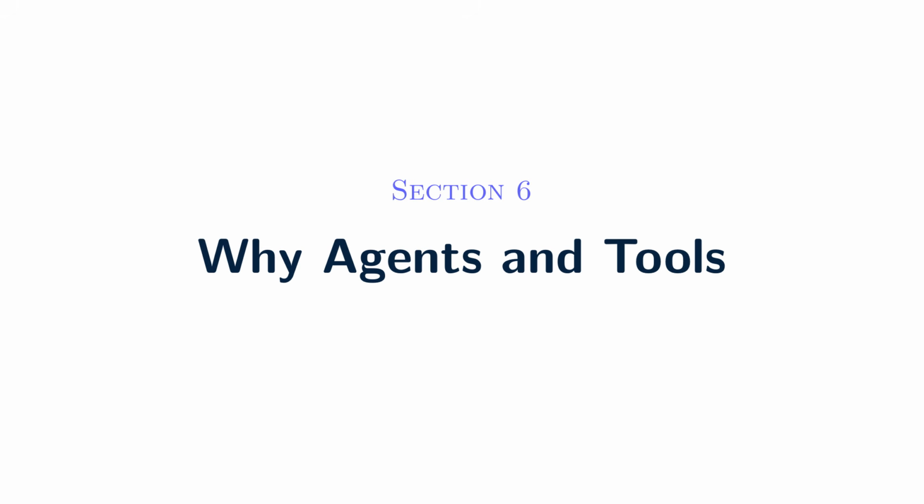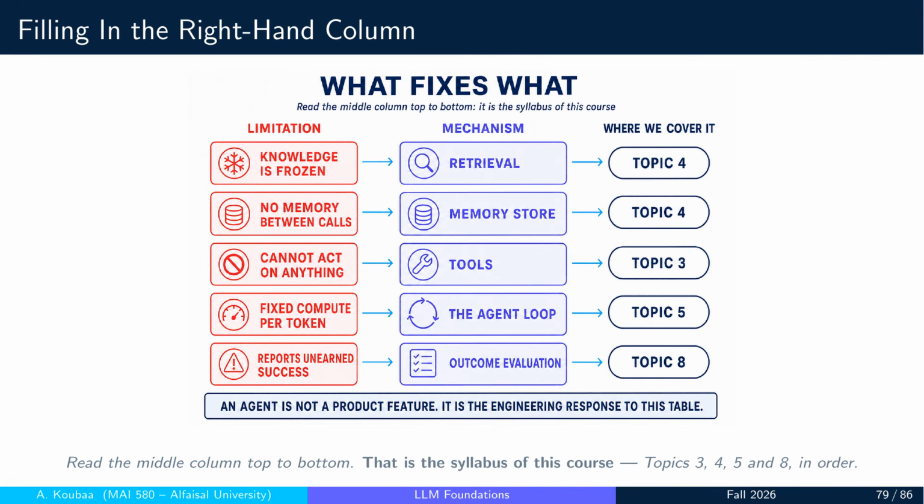We can now answer the question we opened with. What must we add around a language model, and why? By now, you should be able to predict most of the answer. Now, we return to the table from section 4, and we fill in the right-hand column. Read the middle column from top to bottom. Frozen knowledge is answered by retrieval and grounding. Statelessness is answered by memory. The inability to act is answered by tools. Fixed compute is answered by the loop itself. Unearned success reports are answered by evaluation and tracing.